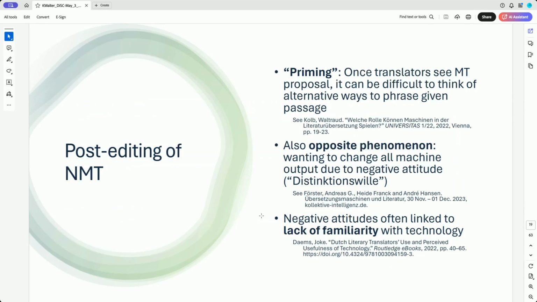Normally, after machine translation, there is some degree of post-editing, and I want to mention some phenomena that occur in post-editing. One of them is priming, which means that once translators see a machine translation proposal, it can be difficult to think of alternative ways to phrase a given passage. But there is also the opposite phenomenon. Some people who use machine translation want to change everything because, and this is directly linked in research to negative attitudes, and these negative attitudes are often also linked to a lack of familiarity with this technology. So this, I think, shows one of the paths into the future for language mediators in training.